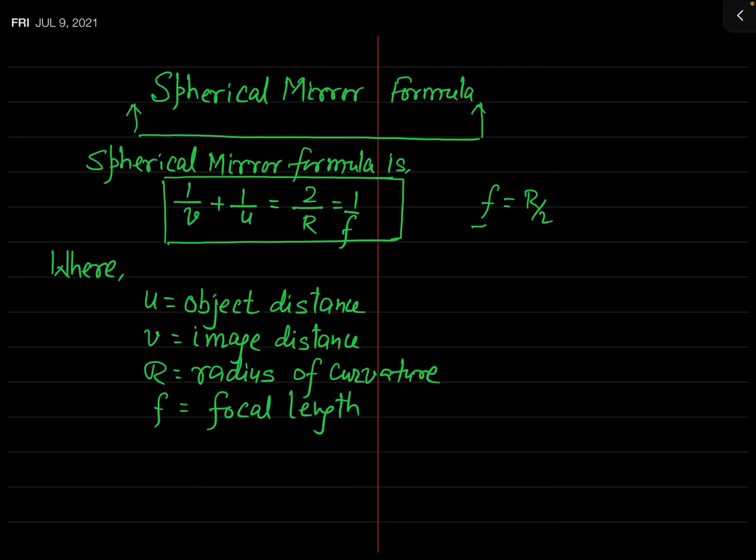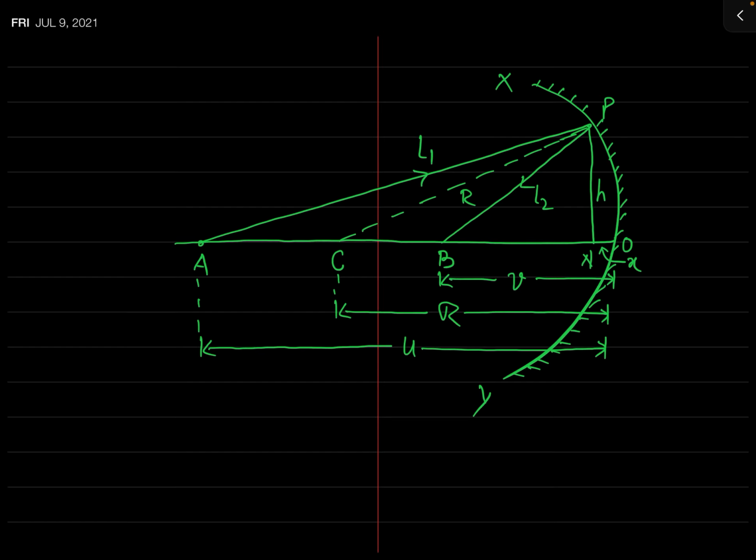Now we will see how this formula can be derived by the use of Fermat's principle. So let us see this figure. In this figure, I have shown that XY is a mirror. You can see XY is a concave mirror. You may also take a convex mirror. It does not matter. This result will be derived considering either a concave mirror or a convex mirror.